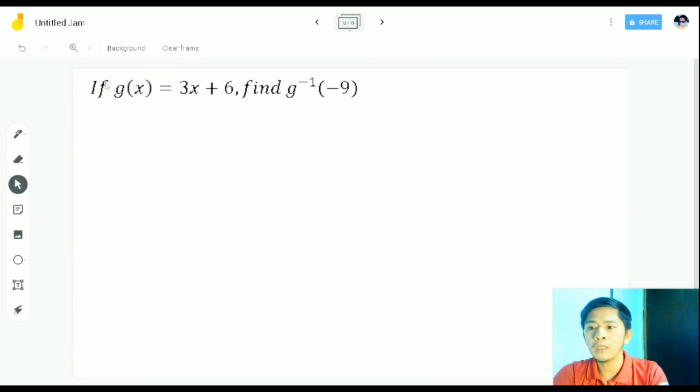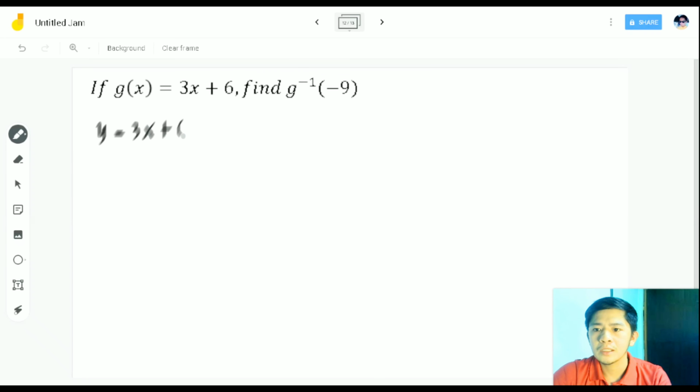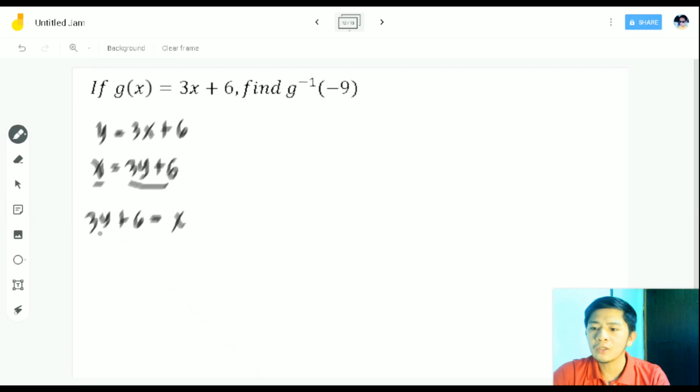Okay, so I have here another example. If g of x equals 3x plus 6, we will find g inverse of negative 9. So, let us use this color of pen. So, to do that, we have to find first the value of g inverse of x. So, how are we going to do that? So, g of x, gawin natin tong y equals 3x plus 6. So, we can now interchange the x and y. So, that will become x equals 3y plus 6. And then, solve for y in terms of x. So, dapat yung y dalhin natin sa left. So, para hindi tayo mahirapan, lahat ng ito ilagay natin sa left. So, that is 3y plus 6. So, walang magbabago sa sign. Pinagpalit lang natin siya. And then, yung x, mapupunta lang siya sa right side.